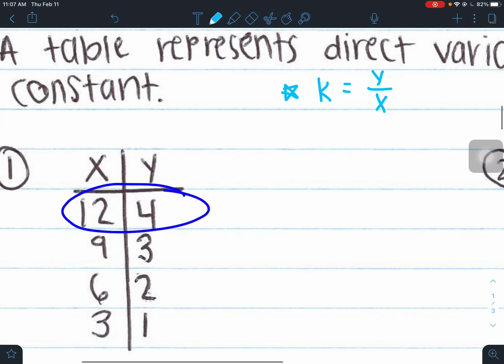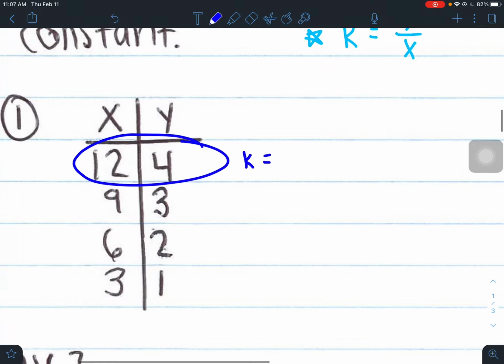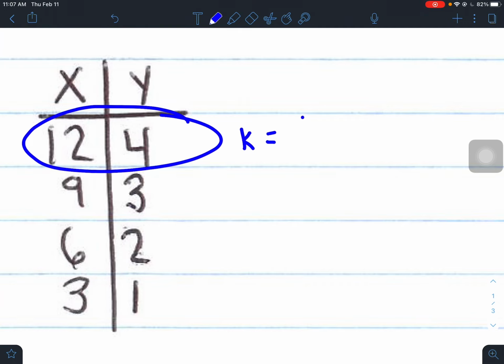That's the formula. So to calculate the k here, okay, oops, sorry, that was not meant to be a pun, but I guess it technically was. Y divided by x, that's 4 divided by 12. The y value goes on top, the x value goes on the bottom. You simplify that down, you got 1/3. So our k value for our first ordered pair is 1/3.